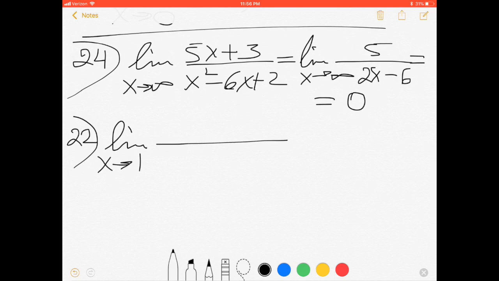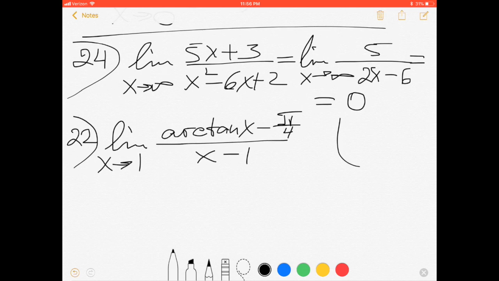Here you have a function which is arctangent x minus pi over 4, and the denominator is x minus 1. If you plug in 1 here, you have arctangent 1, which is pi over 4. This means pi over 4 minus pi over 4 is 0. 1 minus 1 is 0. Okay, great. Use L'Hopital rule.